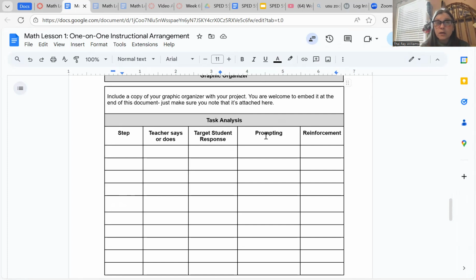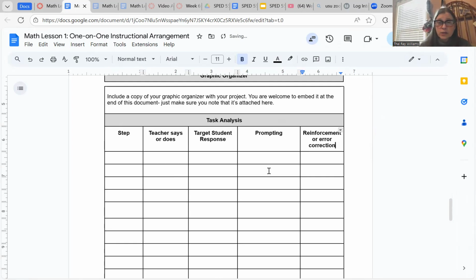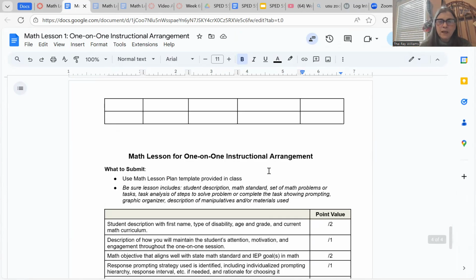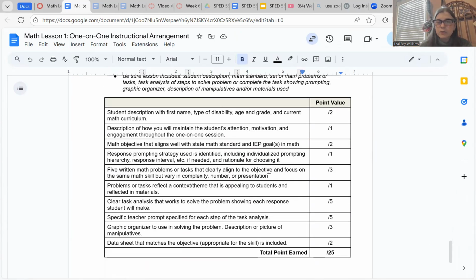If you're using constant time delay, what does your 0 second look like? What is your response interval, and what does that 3 second look like, for example? And then what type of reinforcement or error correction? I would like to see one error correction in there if at all possible. Actually, it is possible, so just put one in there. And then here is the rubric I will be using to score your math lesson one.